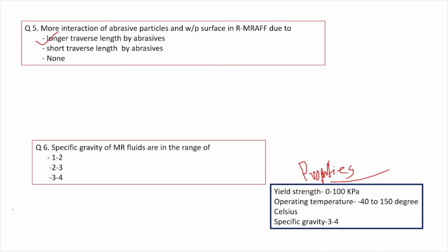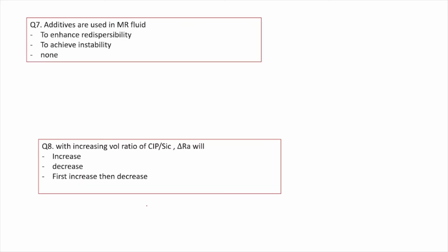So here one question is given: the specific gravity of MR fluids is in the range of 1 to 2, 2 to 3, or 3 to 4. Obviously the right answer will be 3 to 4. Okay.